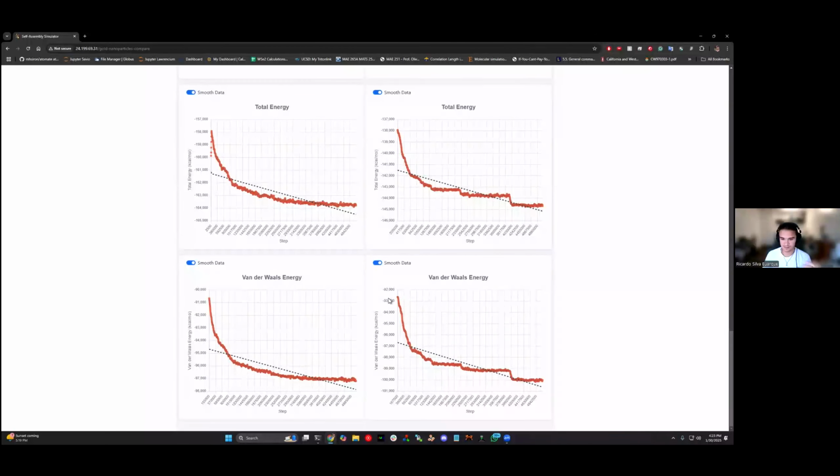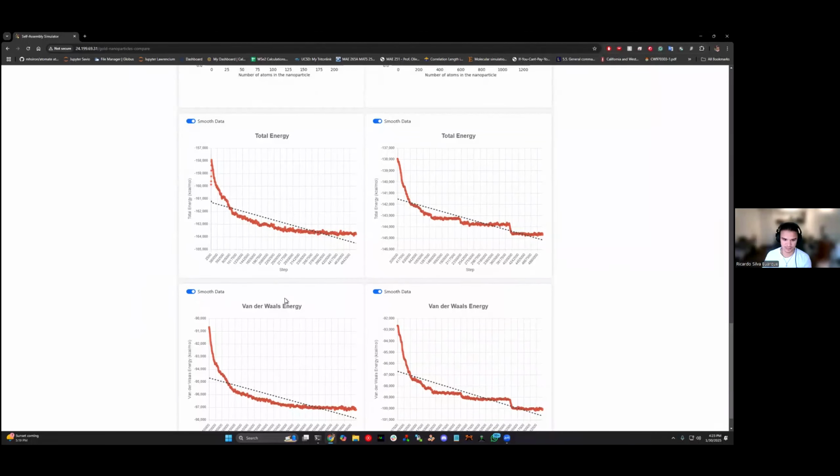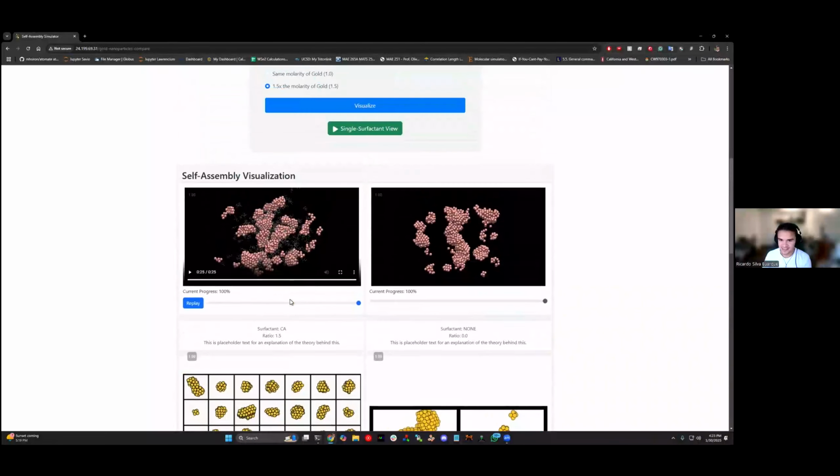And then the last piece of information that's important to mention is that we plot the van der Waals energy. It has a much similar behavior, and it kind of just shows that the majority of the total energy of the system is contributed by these van der Waals interactions in both systems. I think that's it in a nutshell.